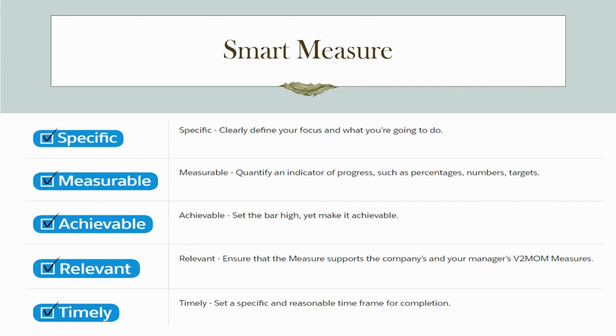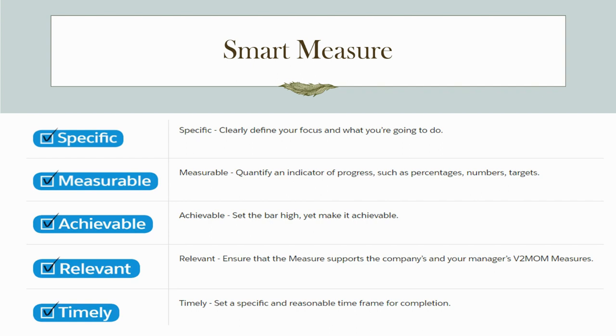SMART is an acronym for specific, measurable, achievable, relevant, and timely, because keeping this in your mind gives a fruitful outcome. So how can you be specific? Being specific means you have a clear understanding of what you need to focus on and what you are going to do in each and every stage.